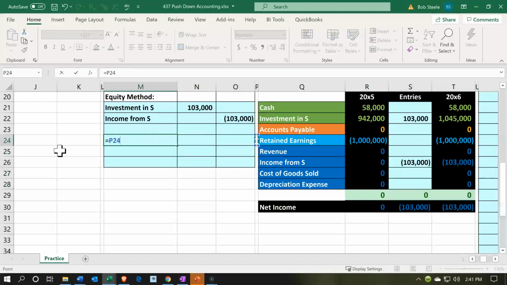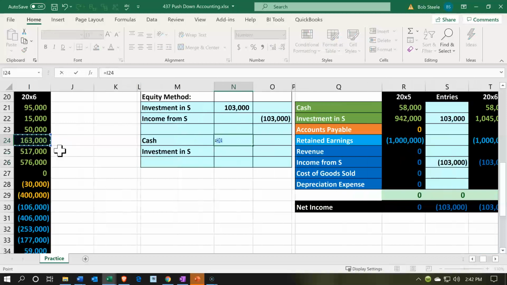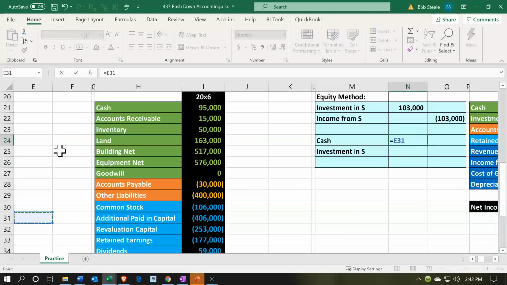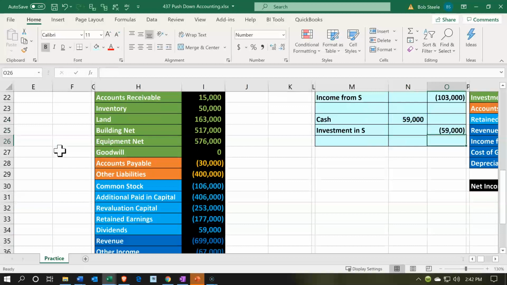So the dividends would be, this is standard equity increasing, we're going to say cash. And then the other side is going to be decreasing the investment. That's standard equity method stuff. And I'm going to say that this is going to be equal to the dividend that was given, which we broke out at that 59. So the dividend is then being given out.